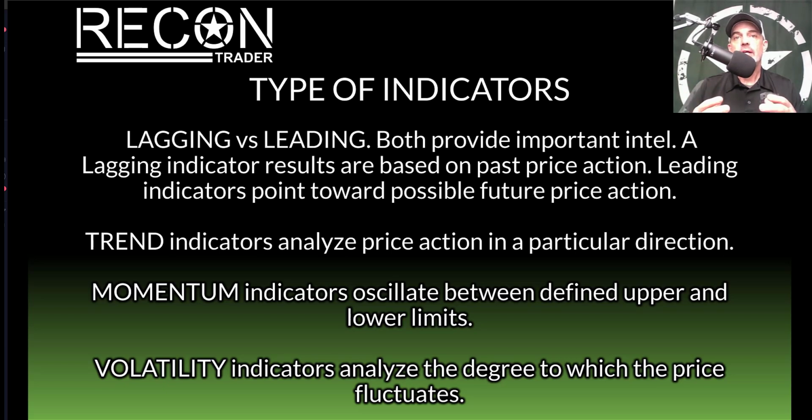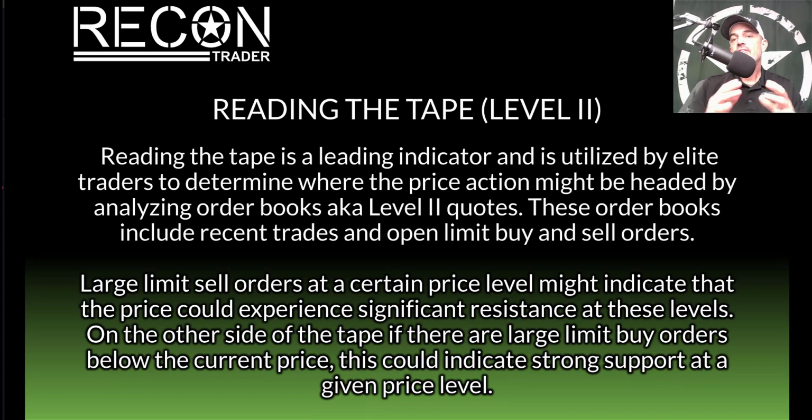Both provide important intel. A lagging indicator's results are based on past price action, where a leading indicator will point towards possible future price action. Now, the majority of the indicators we'll be looking at today fall under the lagging category, as they're looking at past price action. But the best example of a leading indicator would be reading the tape, or the level 2s.